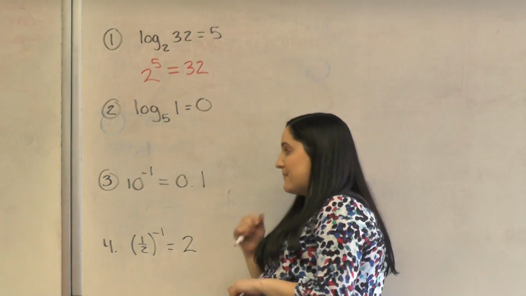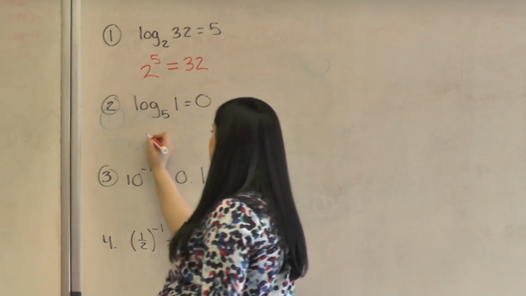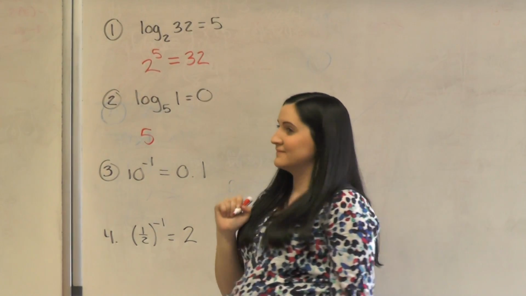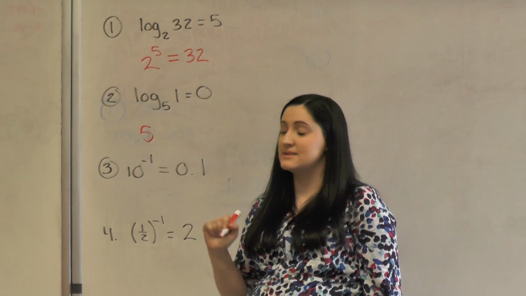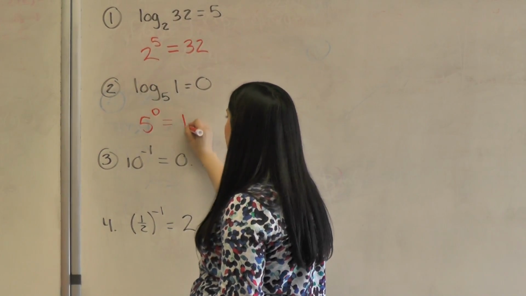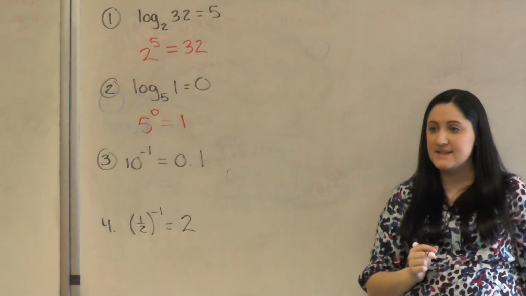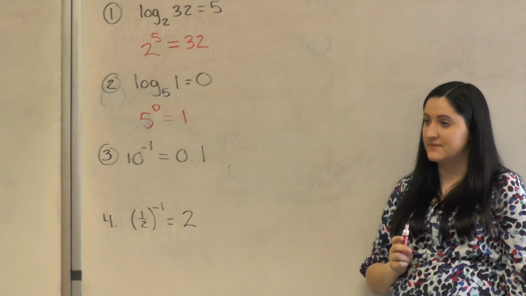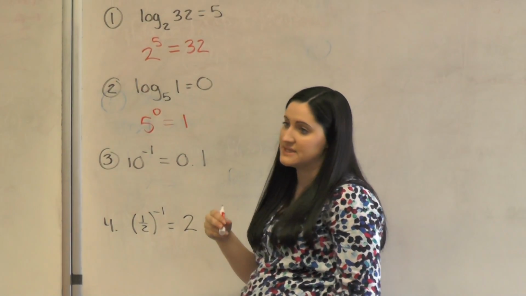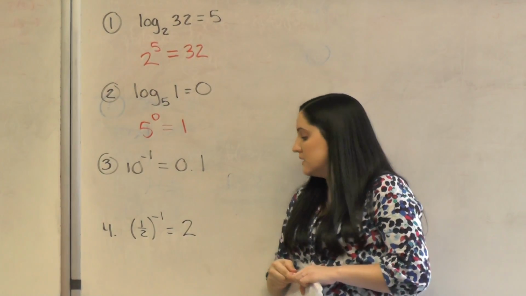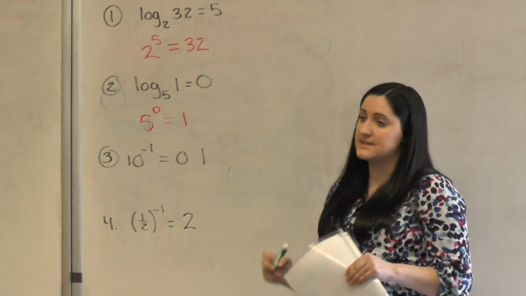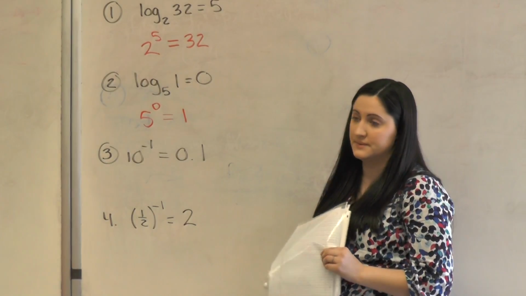Alright, number 2, what's my base? 5. What's my exponent? Exponent is 0. Answer? 1. Does this make sense? 5 to the power 0 is 1? Yes, because that's a general rule. Anything to the power of 0 is 1. Right? That's something that you need to remember.